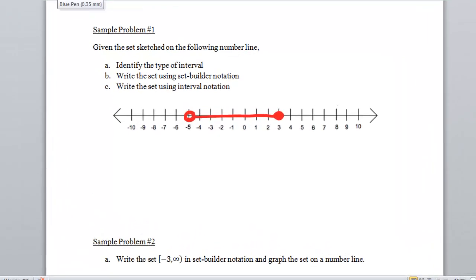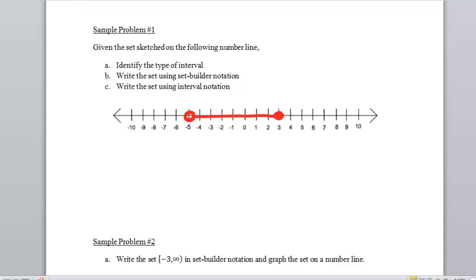For sample problem 1, we're going to take a look at how we would write set and interval notation with a given graph. So you can see the number line, and we have a shaded portion of the number line that we need to write in different ways. So first I'll need to identify the type of interval.